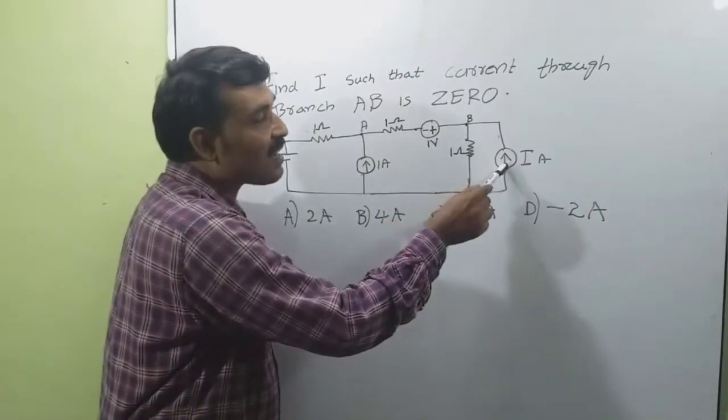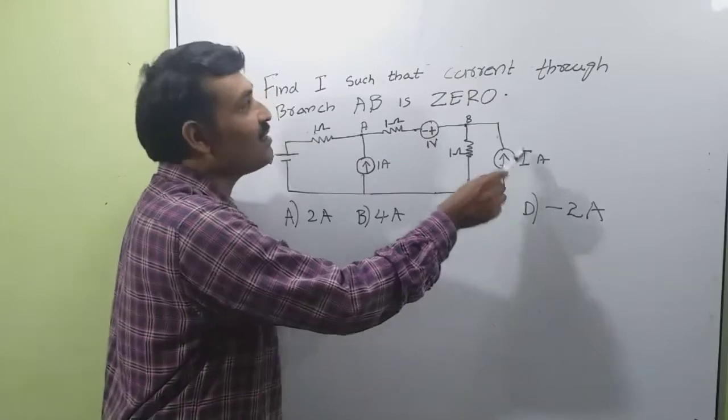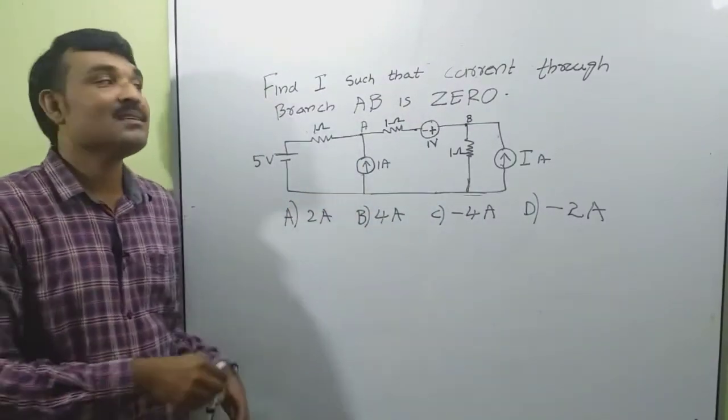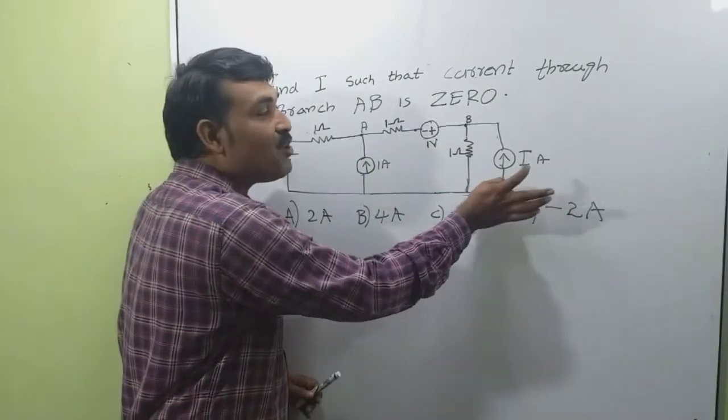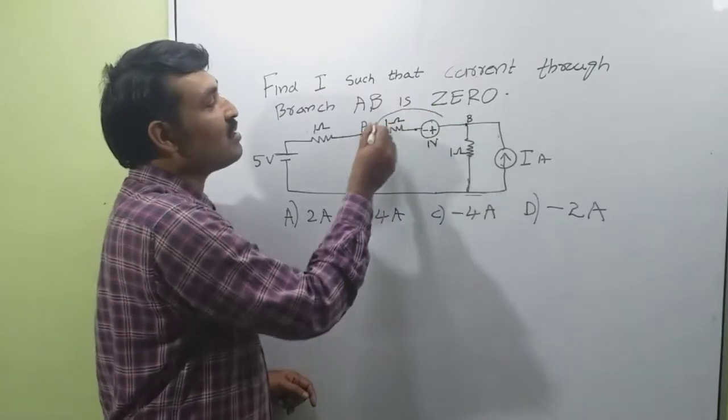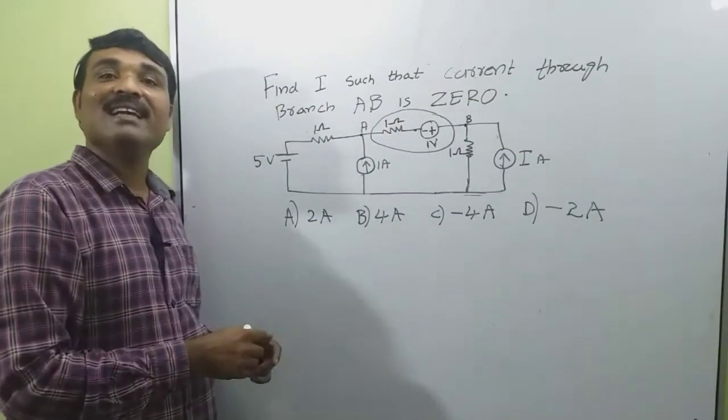I is the current through this source. This is the value of current I, such that the current through this branch AB is 0. That means we want to find the value of I such that no current should pass through this branch. Okay, so it is an interesting question.